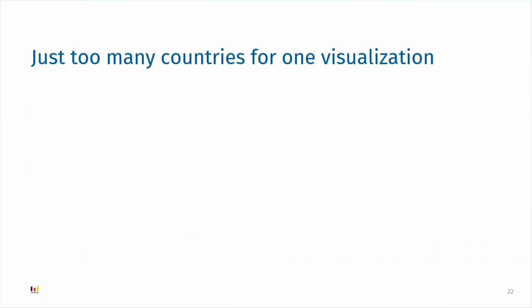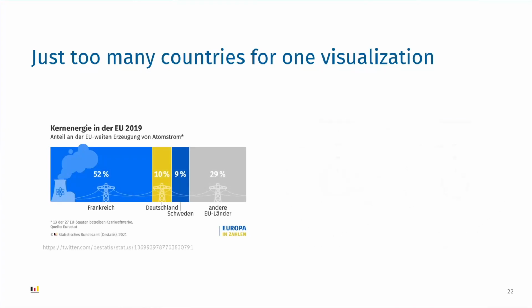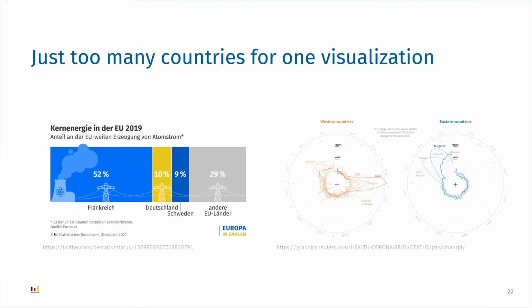One way to mitigate this challenge of having too many countries is aggregation or grouping. In this chart on the left, only the countries with the highest values are displayed on their own, while all other countries are grouped as others. Another approach that is commonly used is to group countries by properties like Western and Eastern countries in this example on the right.